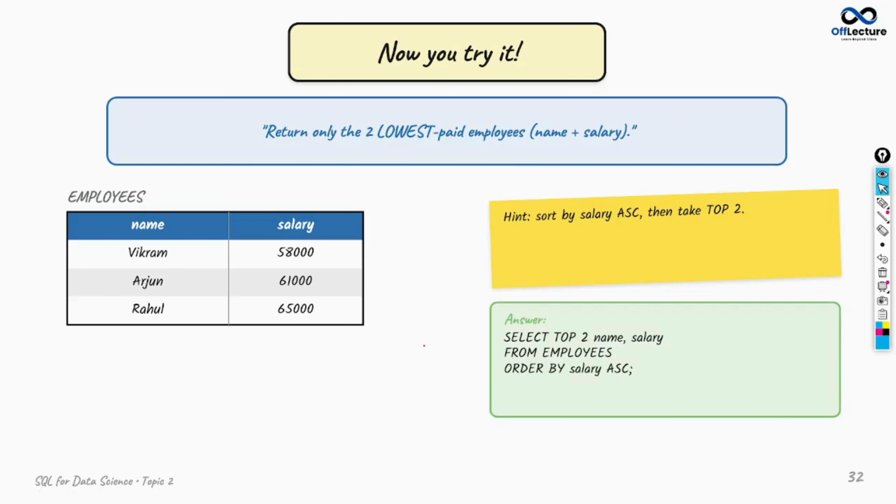Okay, so the solution is very simple. We have to write select top 2 name comma salary from employees order by salary ascending. The only thing that we have changed from the previous query is that instead of descending, we have used ascending. So it will order the salary from the lowest to the highest, and if we limit our rows to 2, we will get the 2 lowest paid employees in our organization.